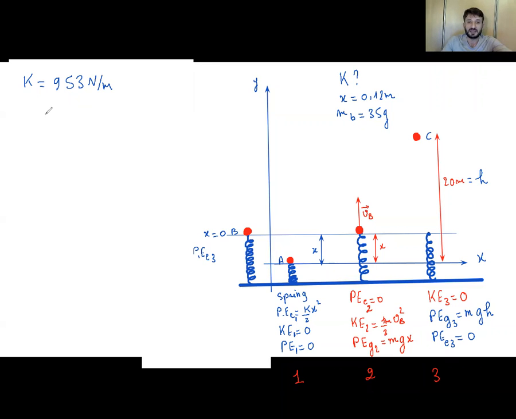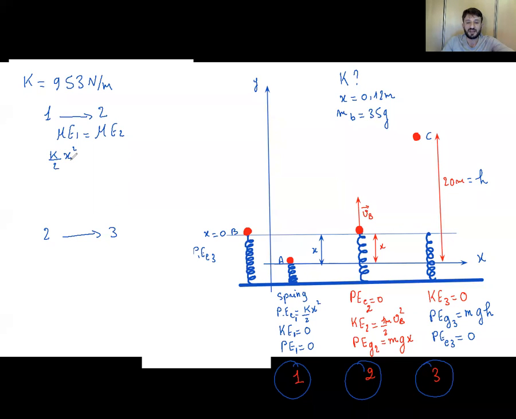Here we can take between 1 and 2 and solve the problem, and a second method between states 2 and 3. Here we have 3 states. Let's solve the problem with 2 methods. First of all, between 1 and 2, mechanical energy 1 equals mechanical energy 2. In the case 1, we have just the elastic potential energy, K over 2 x squared. We have x and we have K, and we don't have kinetic and we don't have gravitational potential energy.